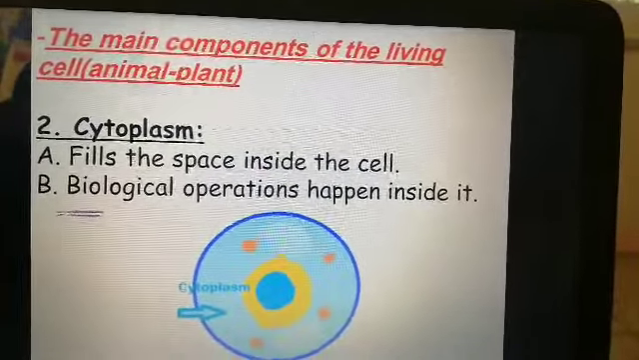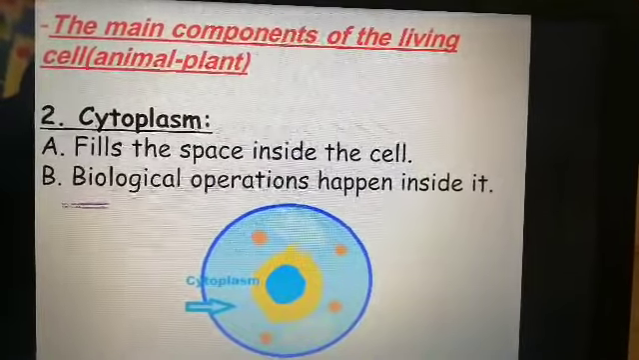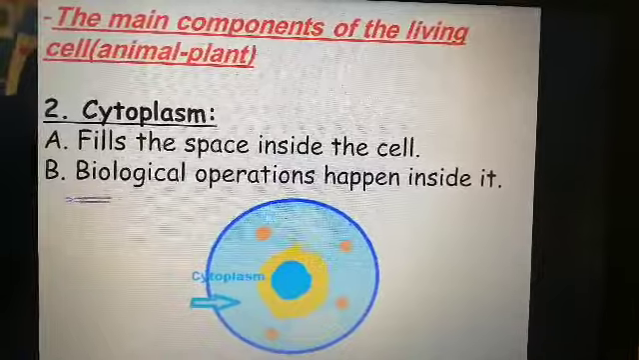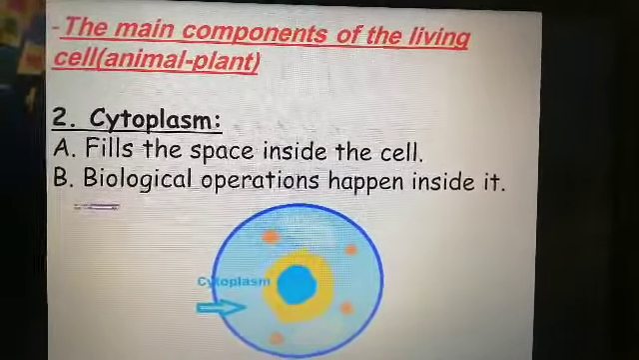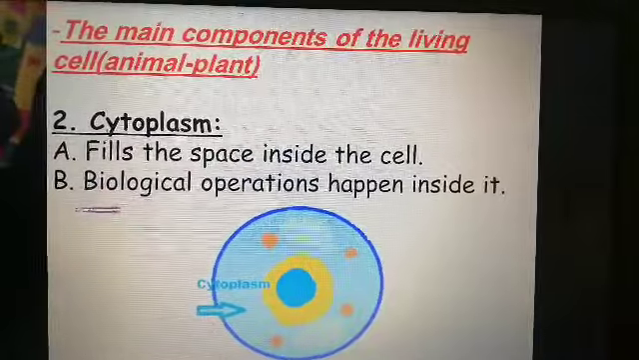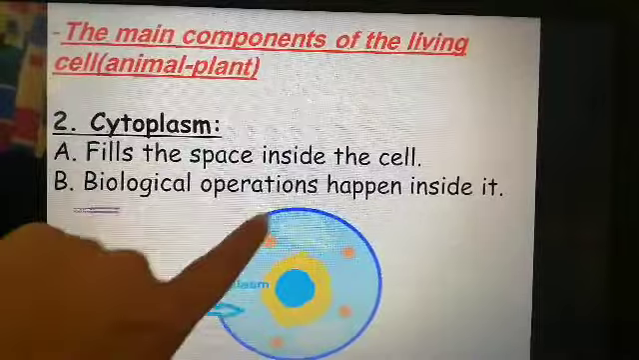Cytoplasm. The cytoplasm fills the space inside the cell, which is like a jelly substance. All the biological operations happen inside it. Digestion, respiration, all the processes happen inside this jelly-like substance, which is called cytoplasm. The space inside the cell is filled with cytoplasm.